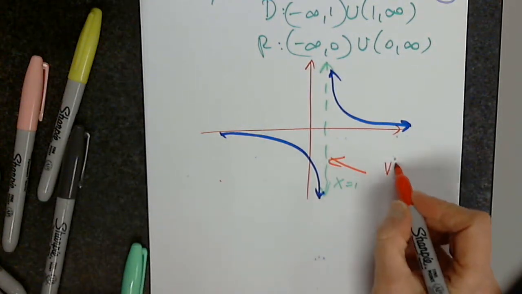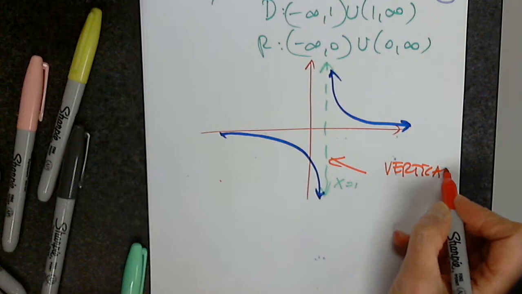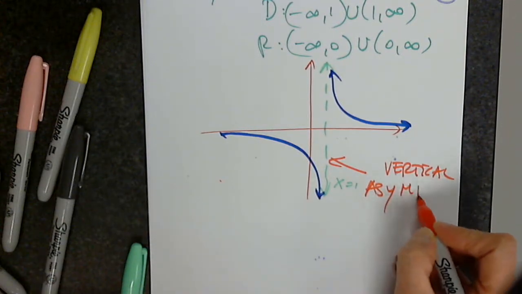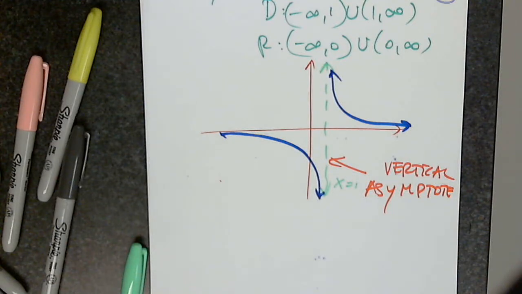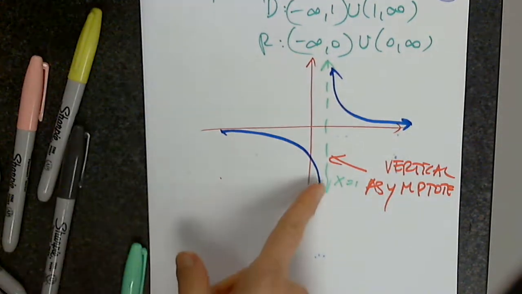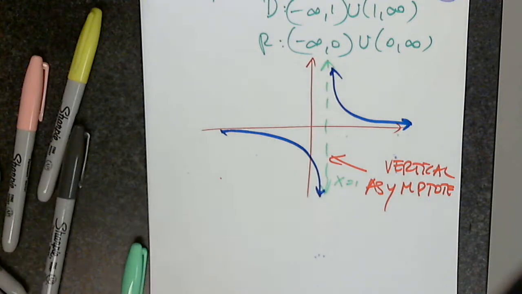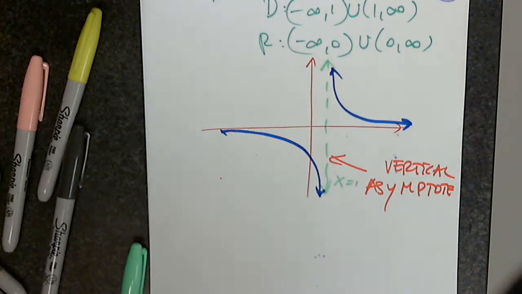This is called a vertical asymptote. Yes, it has to be there. Otherwise, you will not know what x value cannot be plugged in the function. This is the value that cannot be plugged in the function. The function does not exist when x equals 1.